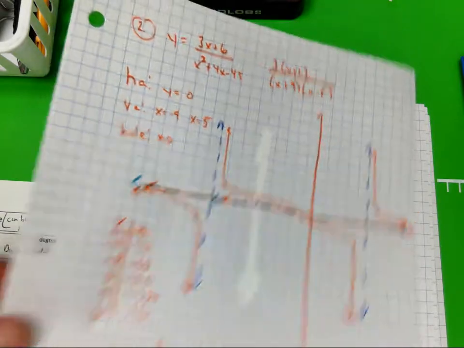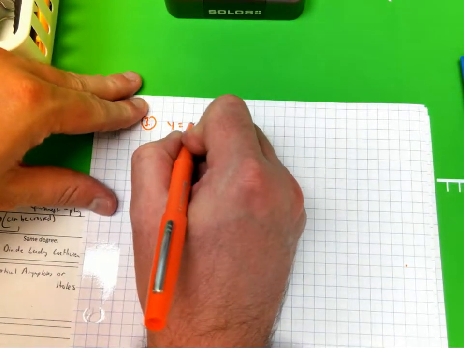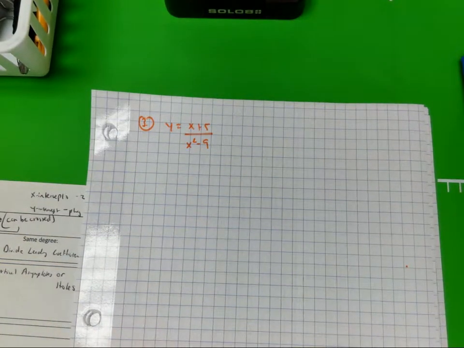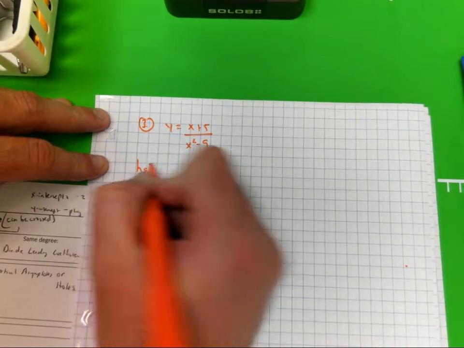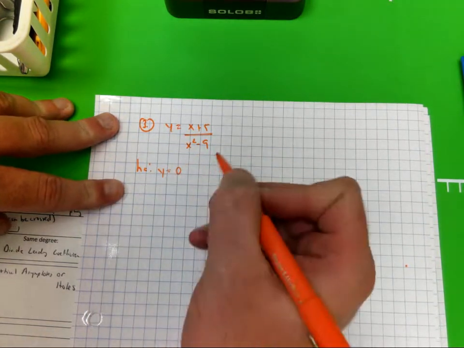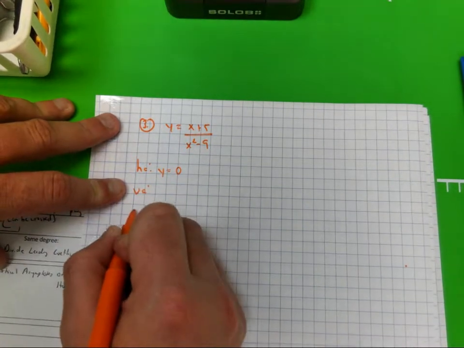Alright, let's look at number 3. Y equals x plus 5 over x squared minus 9. First thing I'm going to do is find my HA. The degree is higher in the denominator, so it's y equals 0. Now I'm going to find my other points of discontinuity, which could be a vertical asymptote or a hole.